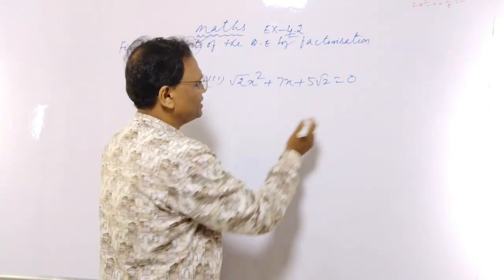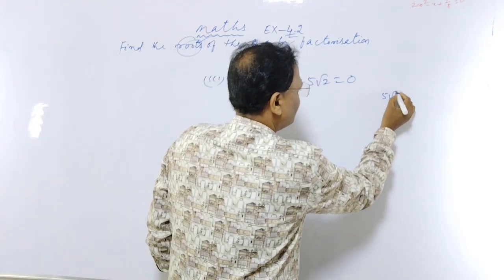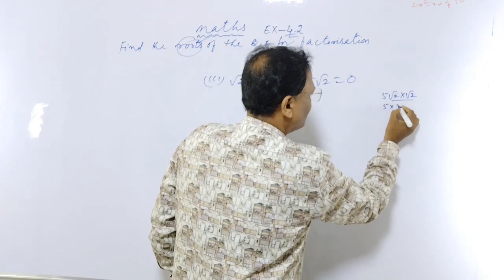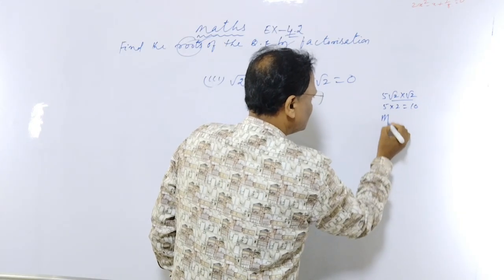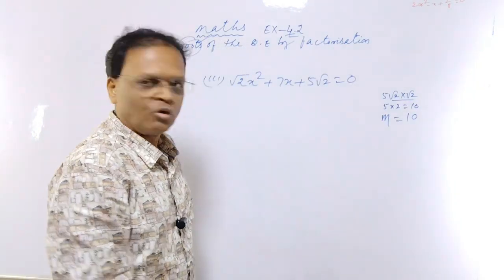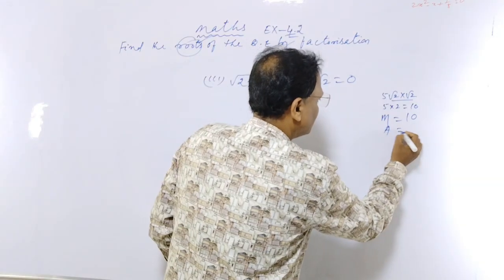Very simple. You multiply. Straight I am multiplying 5 root 2 into root 2. If you multiply 5 root 2 into root 2, what am I getting? 5, and this gives me 2. 5 2 is 10. So what is my multiplication? My multiplication is 10. And what is my addition? My addition is 7.